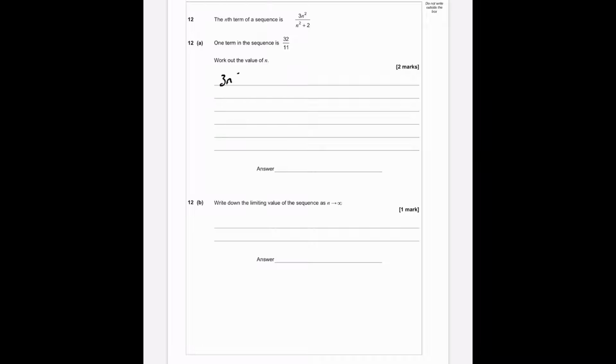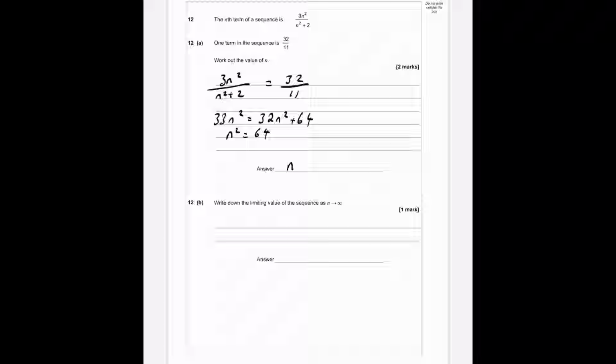Question 12, again we're given the nth term of a sequence. It tells us that one of the terms of the sequence is 32 over 11, so I'm just going to equate 3n squared over n squared plus 2 to 32 over 11. I'm going to carry out a cross multiplication, essentially bringing the denominators from one side up onto the right hand side of the other. So 33n squared is equal to 32n squared plus 64. I've expanded the right hand side straight away. n squared equals 64. n must be positive, therefore n is equal to 8.